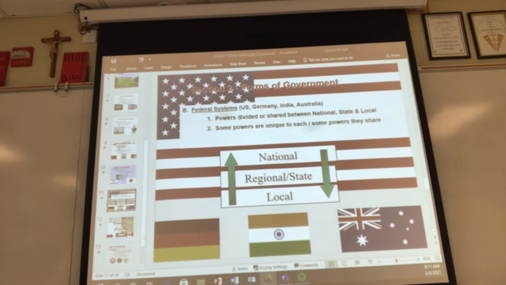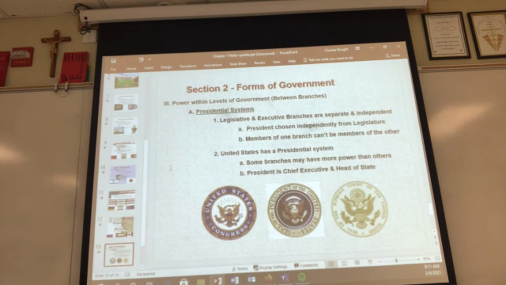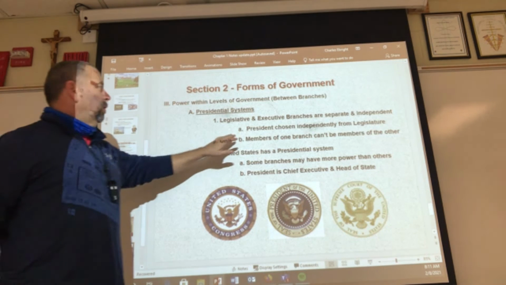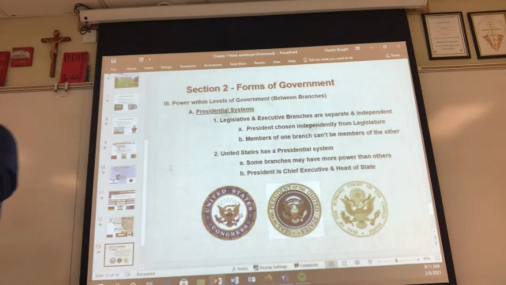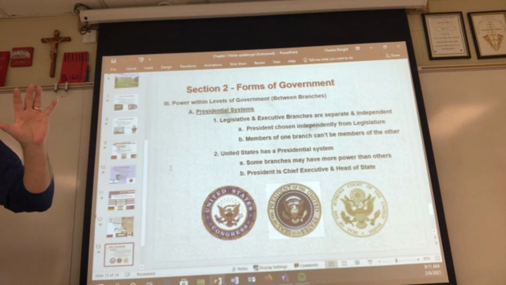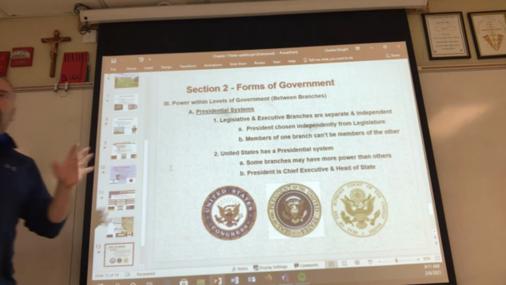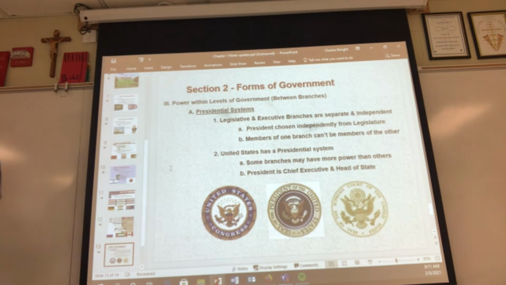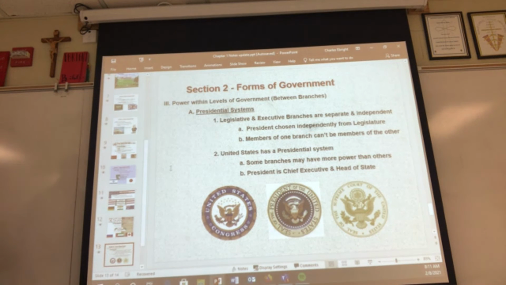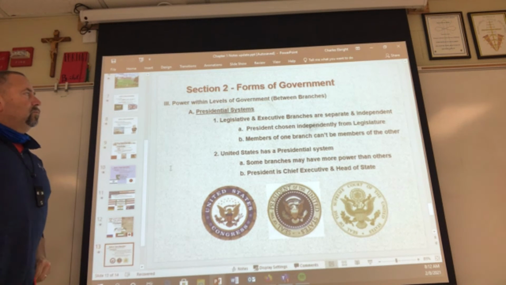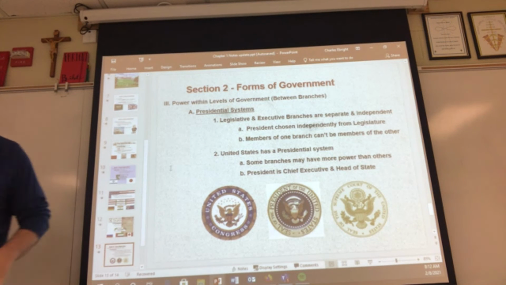Again, getting a little repetitive on the presidential system. Okay, key thing here, guys. Remember, the president is independent from the legislature. The two branches, the executive and the legislature, are separate and independent. Our Congress does not elect the president, and you can't be in one and be in the other, right? You can't be senator and in the executive branch. Separation of powers here.